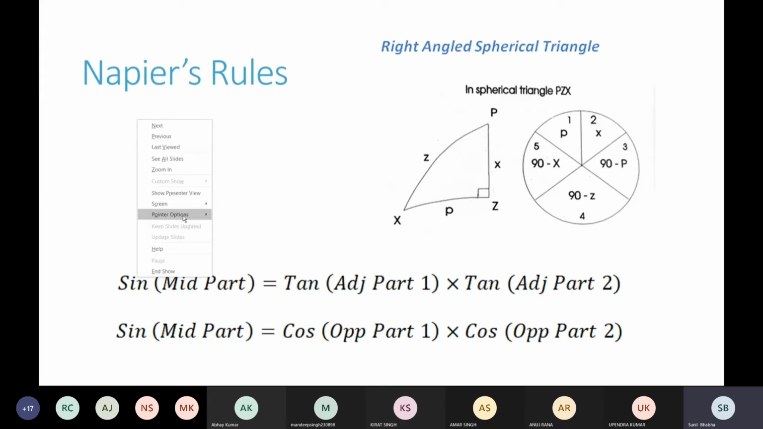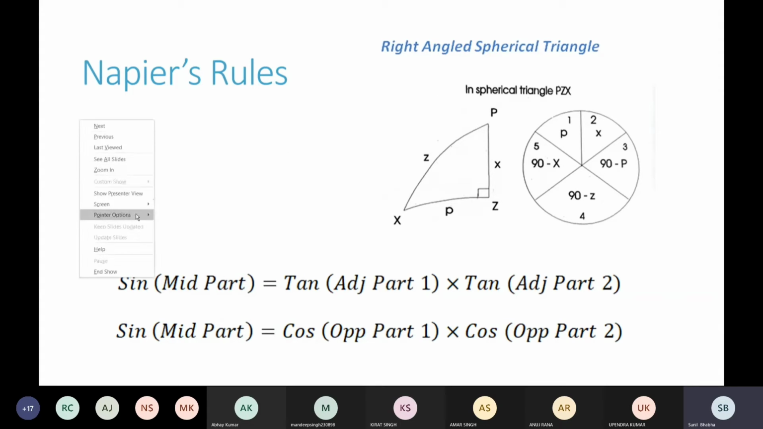Now, beta, as I told you, Napier rule can be used if you know any two parts of this special spherical triangle other than the 90-degree part. So in this triangle PZX, you can pick up any two parts which are known to you other than angle Z. Angle Z is 90 degrees. So any two parts which you can pick up and tell me in this triangle PZX which are known to you.